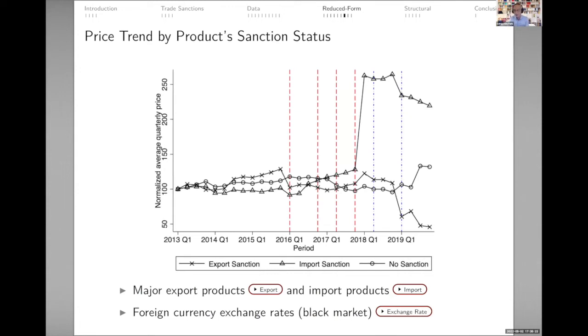Just quickly, graphically, the takeaway here is for the import sanction products, we find a surge in the price of these products after the last wave of sanctions in the last quarter of 2017. But we don't find that same price change for the products that weren't sanctioned, suggesting that the import sanction is having some constraint on North Korea's supply of these products. And we don't find much of a change in export sanction products, although it does seem to decrease in the first quarter of 2019.